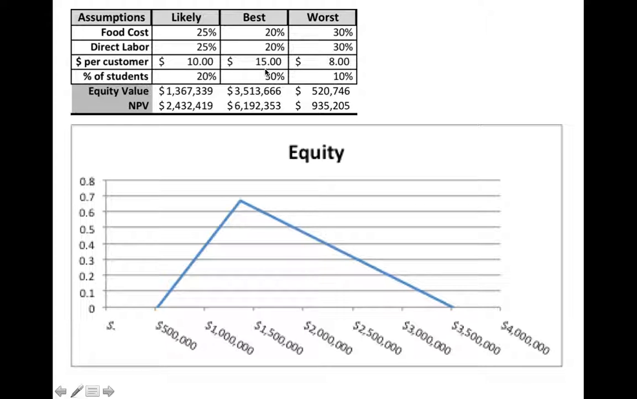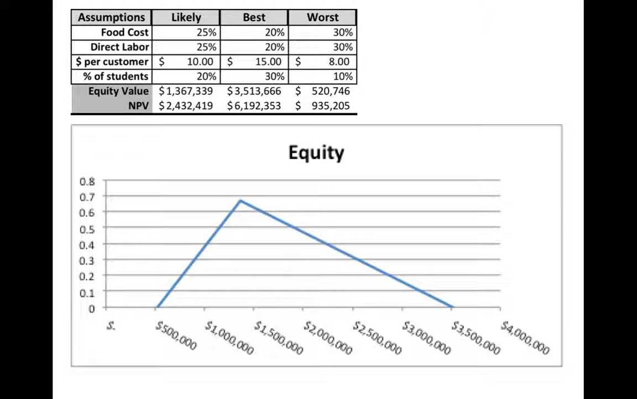Similarly, the financing assumptions are what we're here to negotiate, so there's no point in doing some assumption related to that. And so, again, base case, our most likely scenario, we're targeting food and labor costs of 25% each, about a $10 spend per customer on average, 20% per day of the students that are on campus.